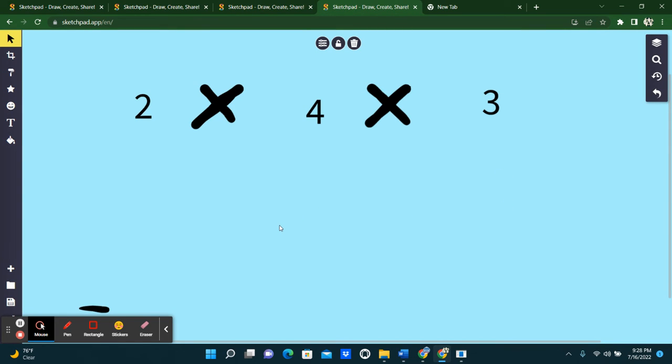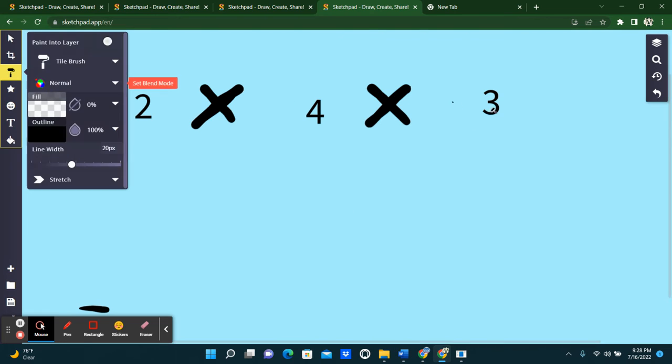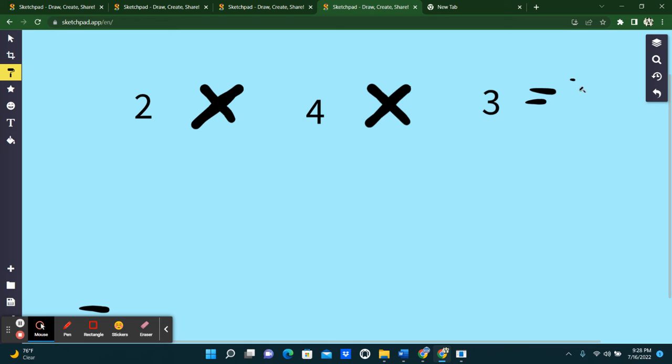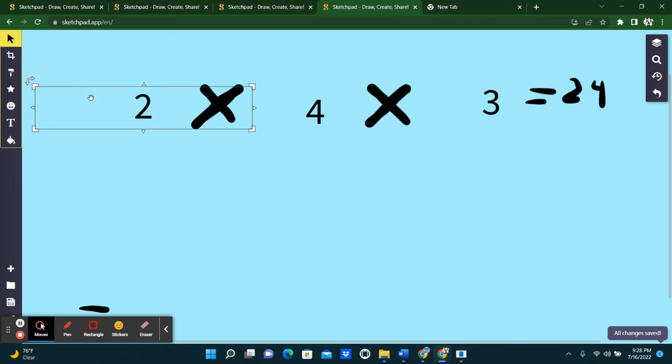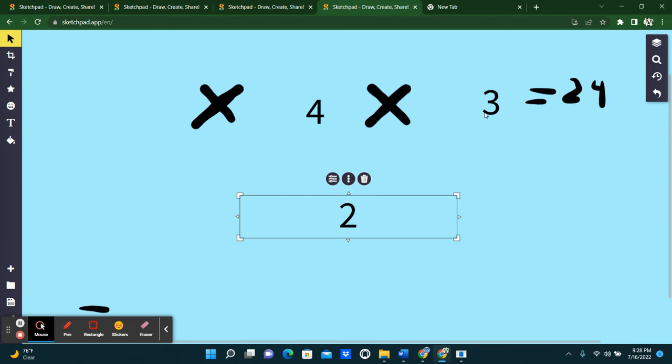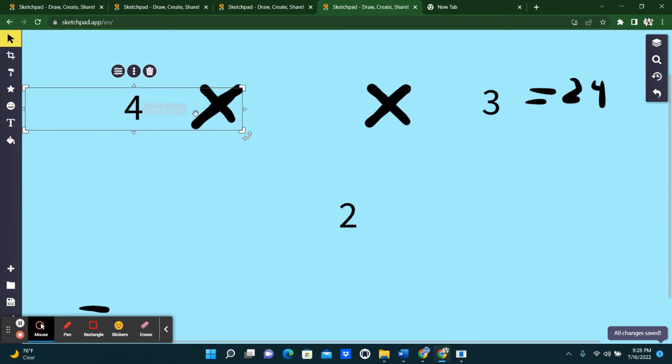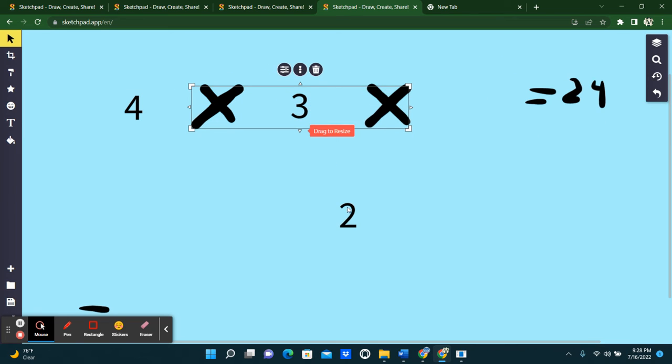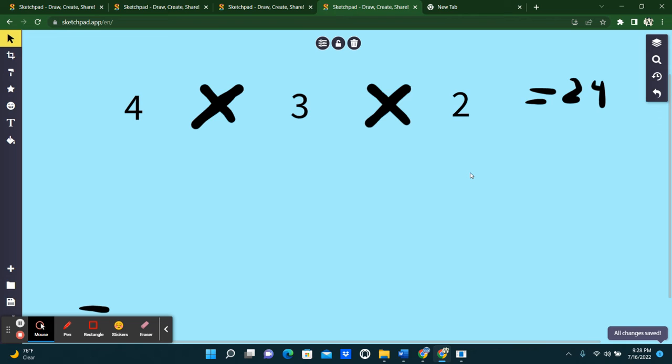Let's take these numbers. So I've got a 2, a 4, and a 3. 2 times 4 is 8, times 3 is 24. Let's put that up here. Equals 24. Now, let's change those houses. Let's maybe put the 4 over here. Let's put the 3 in the middle. Let's put the 2 on the end. Okay? We just rearranged the order of those houses. Let's see if that changes anything.